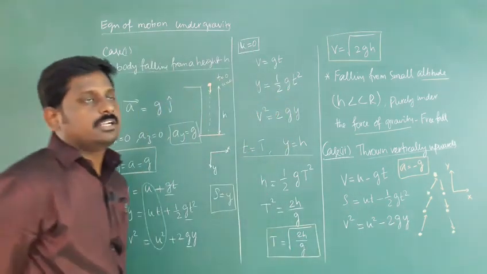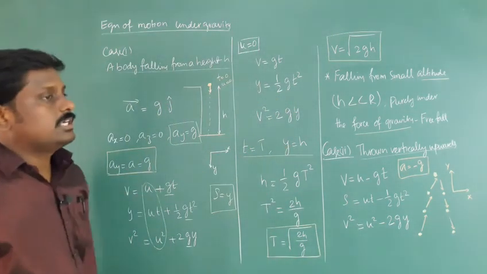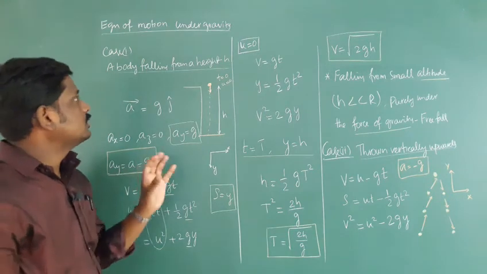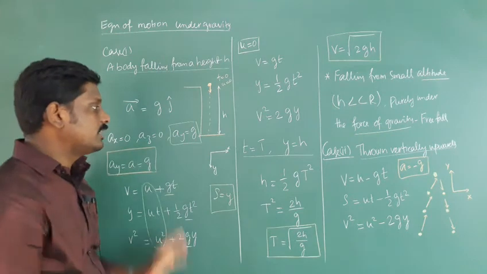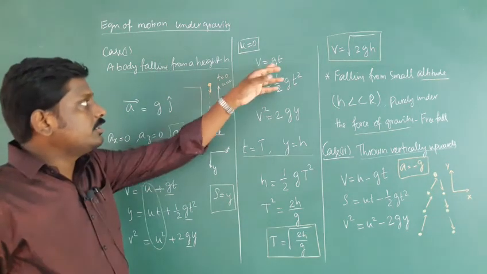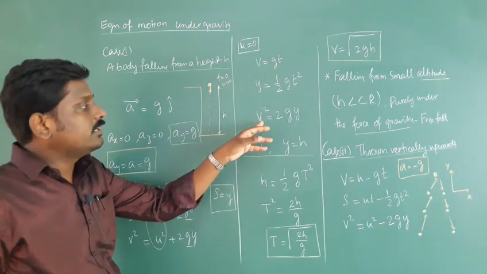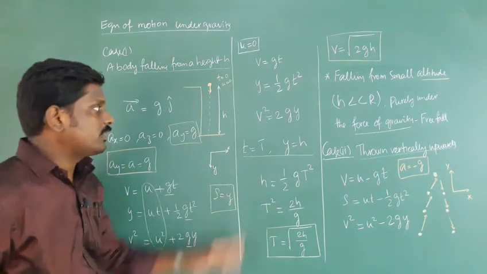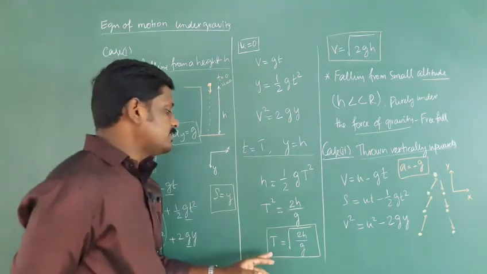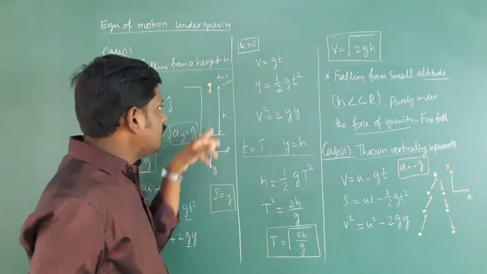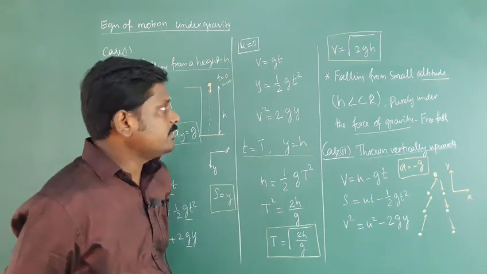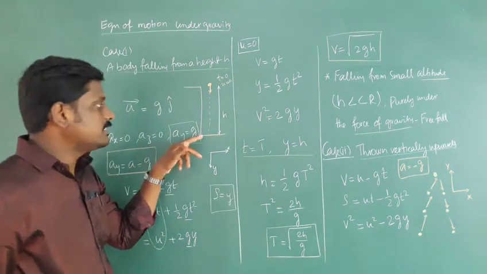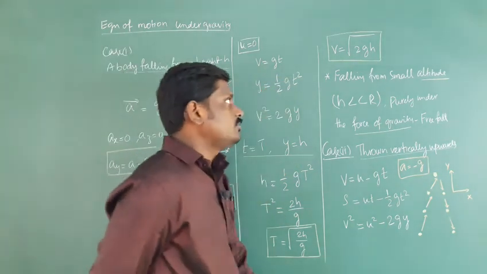In this class we have discussed equations of motion under gravity. Case 1, an object is falling from a certain height. What are the three equations of motion and what are the changes? Here v is equal to gt, s equal to half gt squared, v squared equal to 2gy. From this we have derived the time period for travelling from a height h, so t equal to square root of 2h by g. Then the velocity at which it reaches the ground is v equal to square root of 2gh.